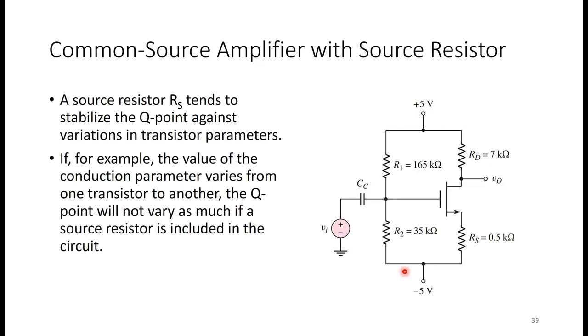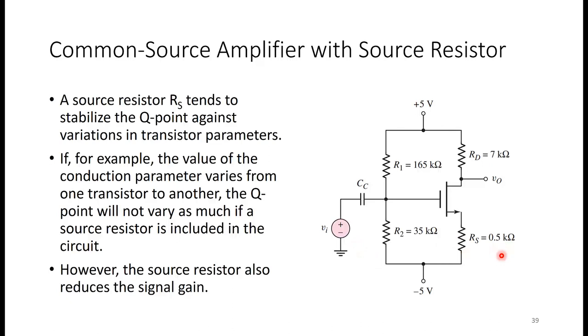If, for example, the value of the conduction parameter of the transistor varies from one transistor to another, say you design it, but in reality there's going to be some variation even from the same fabrication lot. If you have RS here, it's not going to change very much. The Q point will not vary as much if a source resistor is included in the circuit. However, even though it stabilizes the circuit, it reduces the signal gain. So let's have an example.